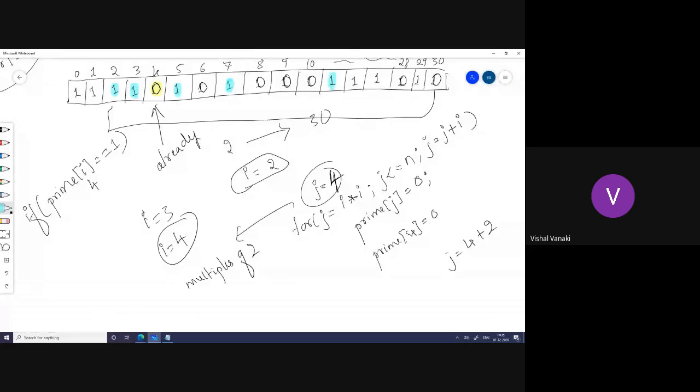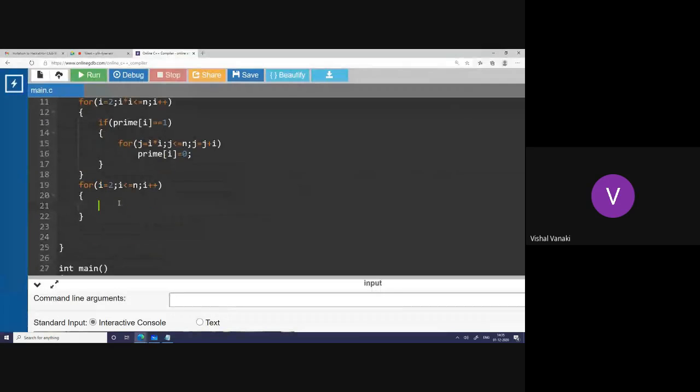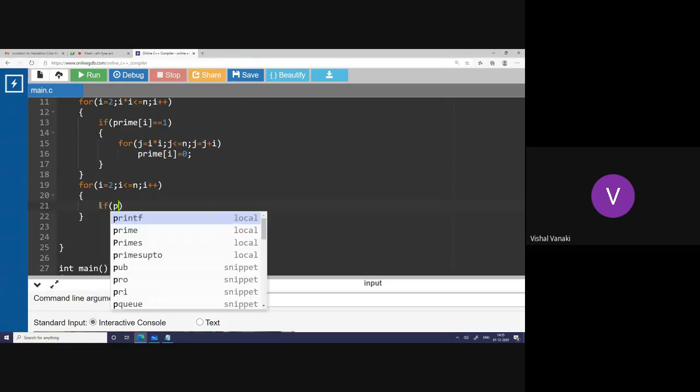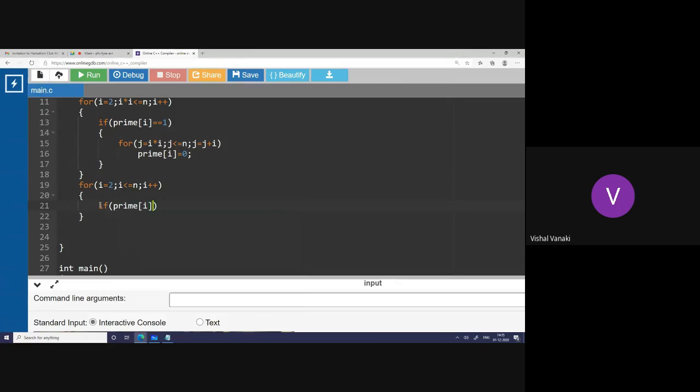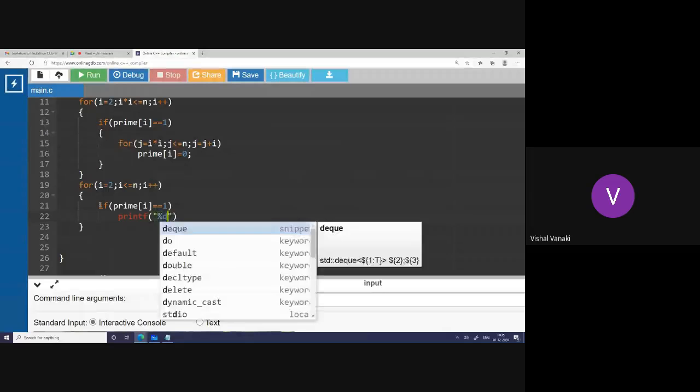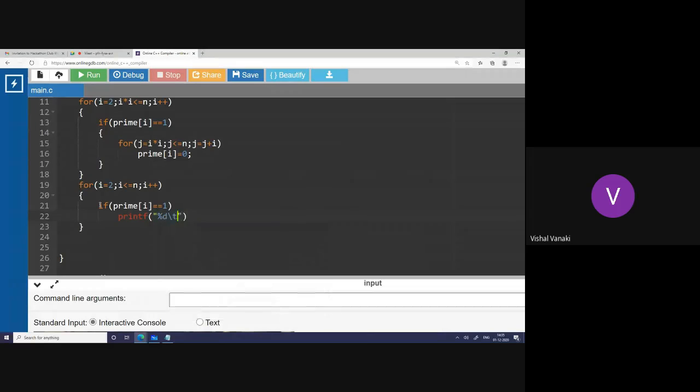I will just show you here. I will start a loop here from I is equal to 2, I less than or equal to n, I plus plus. So here I will check if prime of I is equal to 1. That means it is a prime. So which one is a prime here? Your index will act as prime. So this will print prime numbers up to a particular given range.